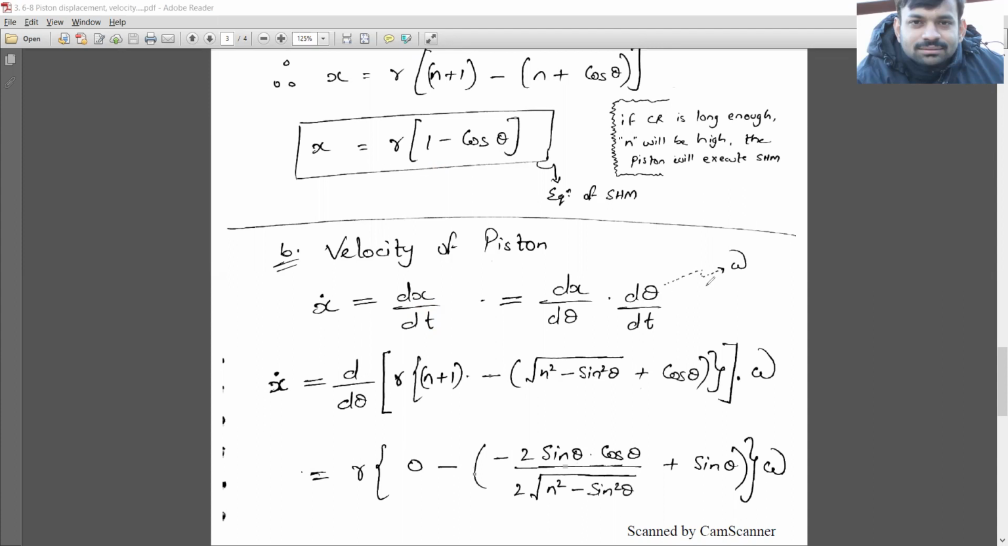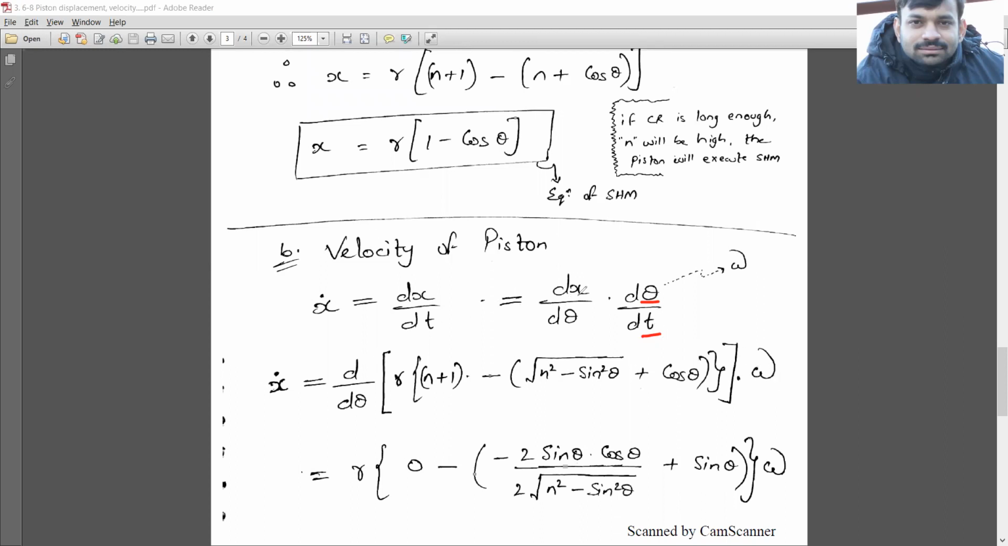Now this d theta by dt is nothing but angular velocity. Why? Because theta is angular displacement, and angular displacement divided by time will give angular velocity. It is equivalent to linear distance also: linear distance divided by time will give you linear velocity. So we can write the linear velocity of piston is equal to dx by d theta into d theta by dt, and this d theta by dt becomes omega.